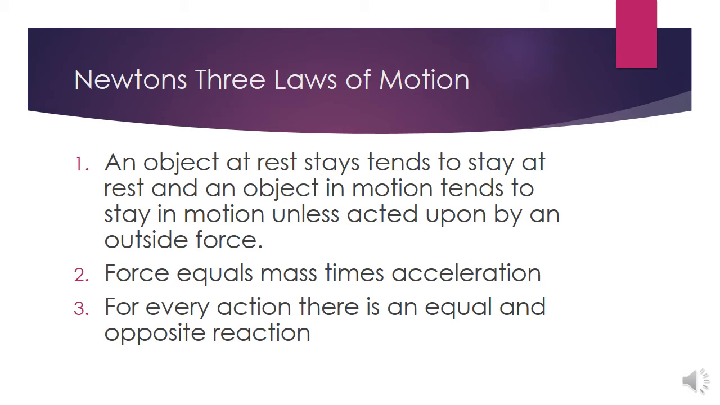So what are Newton's 3 laws of motion? First one is an object at rest tends to stay at rest, and an object in motion tends to stay in motion unless acted upon by an outside force. The second is going to define our first equation of this chapter, and that is force is equal to mass times acceleration. So when we're calculating force, we're going to need mass and we're going to need acceleration. And the last law of motion is for every action, there's an equal and opposite reaction. So what we're going to do is look at each of these laws a little more closely and some examples of each.